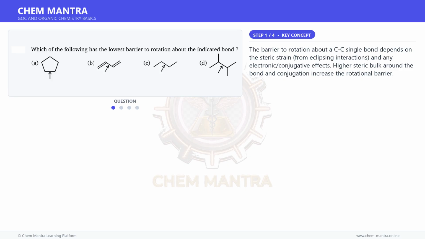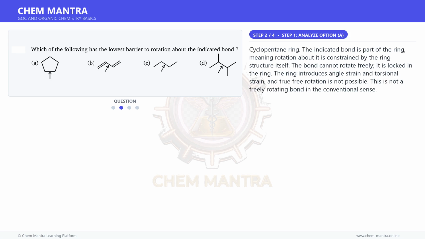The barrier to rotation about a C-C single bond depends on the steric strain from eclipsing interactions and any electronic conjugative effects. Higher steric bulk around the bond and conjugation increase the rotational barrier. Moving on to the next step.